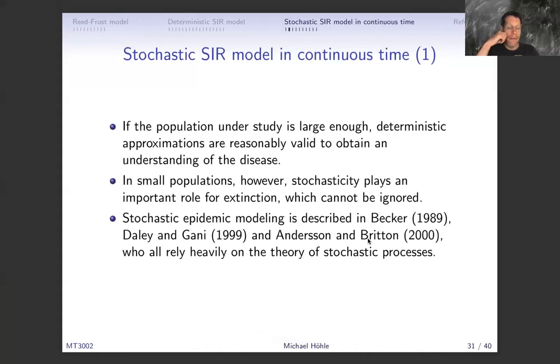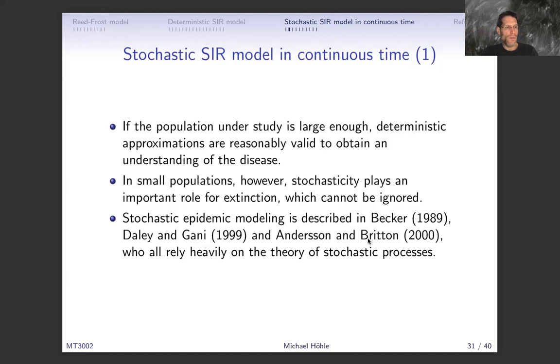So in the last part, we looked at deterministic modeling when the population was large, which is a reasonable approximation for certain questions where we want to study the general large population behavior. However, in small populations, stochasticity plays an important role, for example, for extinction, as we could see from Tom's analysis.